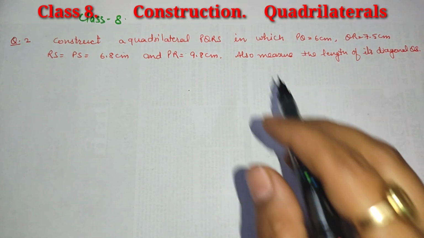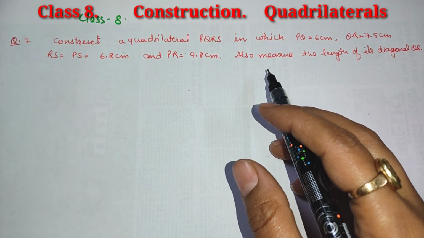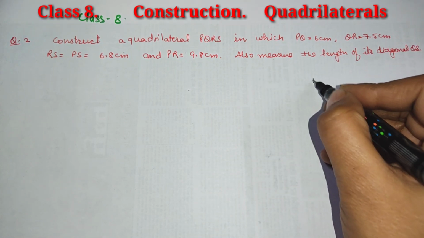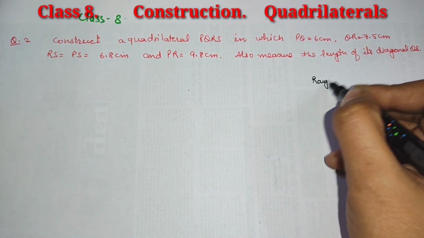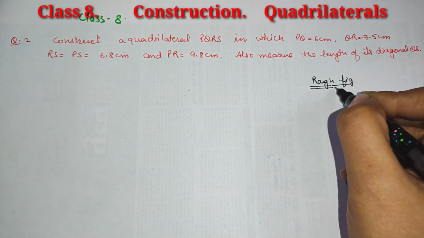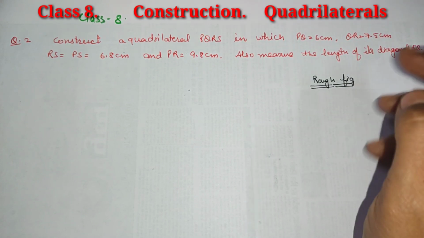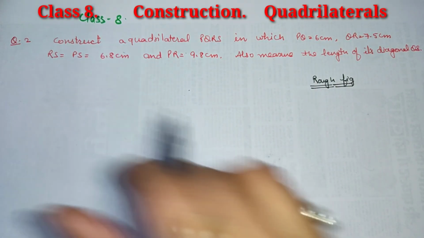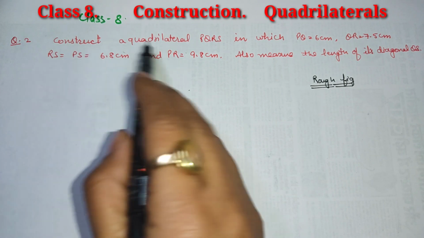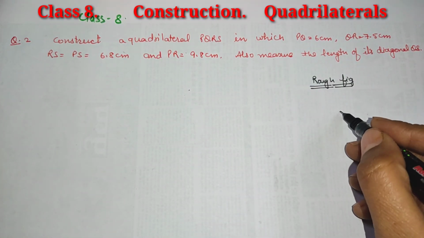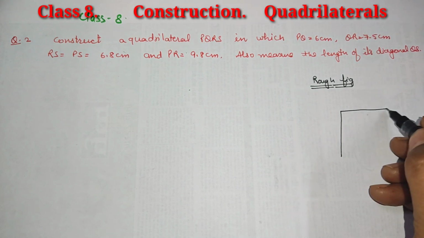So before starting the construction of this quadrilateral, you have to draw a rough figure, because by drawing the rough figure you will get the idea of how you have to start and how you have to draw the given quadrilateral. So as the name is given, PQRS, a quadrilateral, you will draw one rough quadrilateral this way.